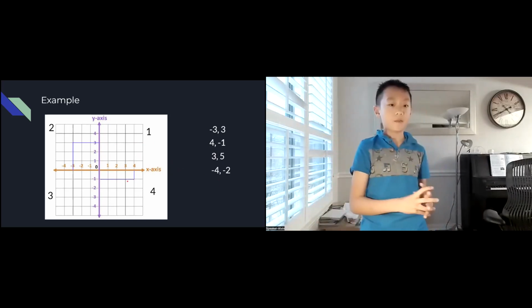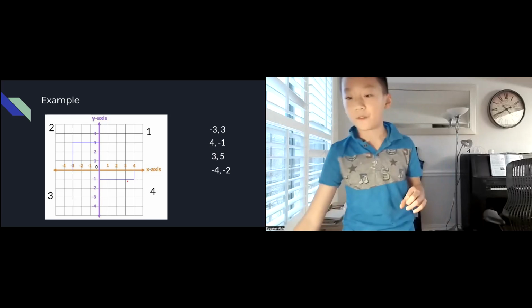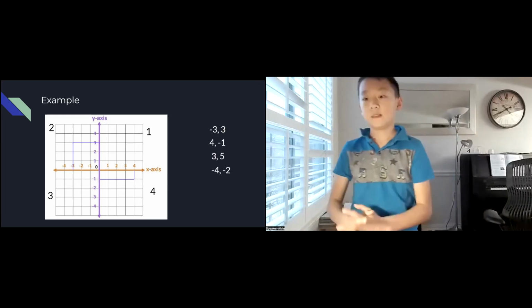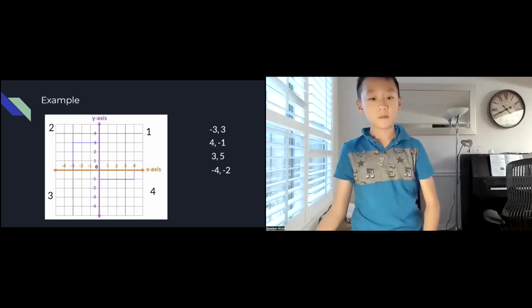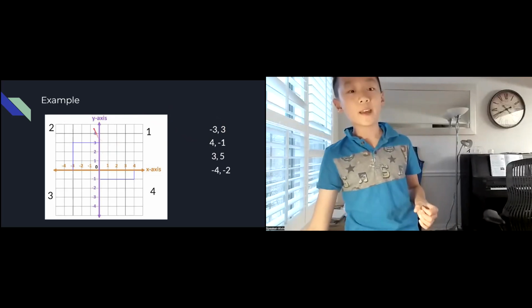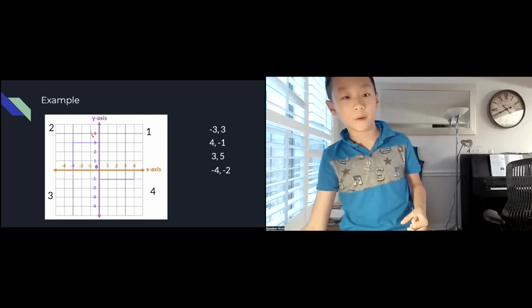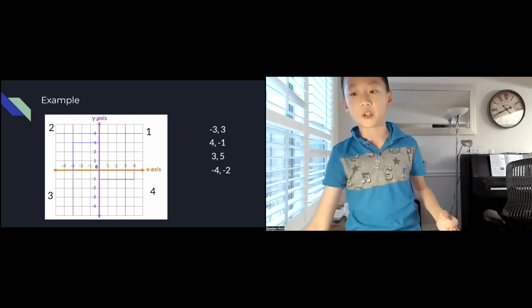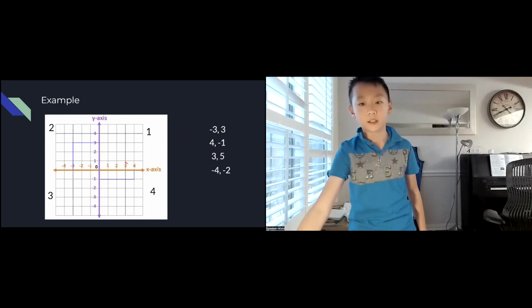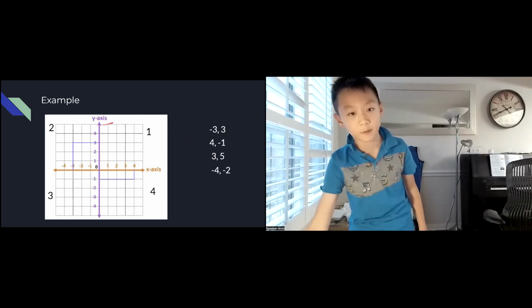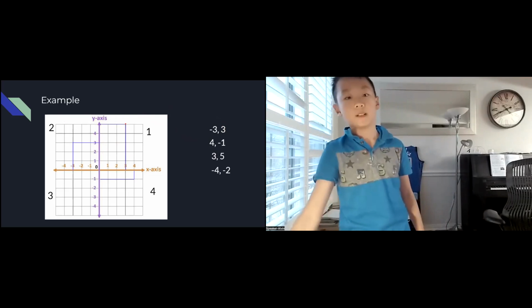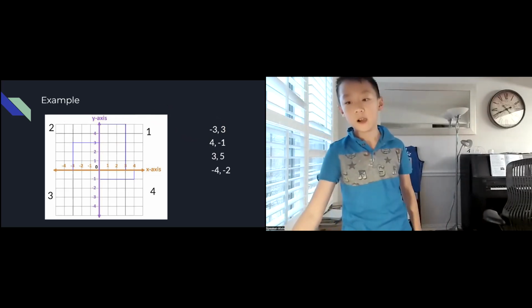Next, we have 3 and 5. Would someone tell me where 3 and 5 is? Brandon. Quadrant 1. Yep, because quadrant 1 is the positive section, we know that 5 is above 4. So even though it doesn't show 5, we know that 5 is right here. And here's 3. So 3 is going up to 5, and 5 is right there. And where they meet is where 3 and 5 is.